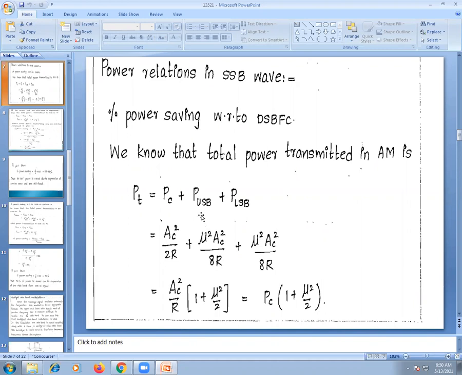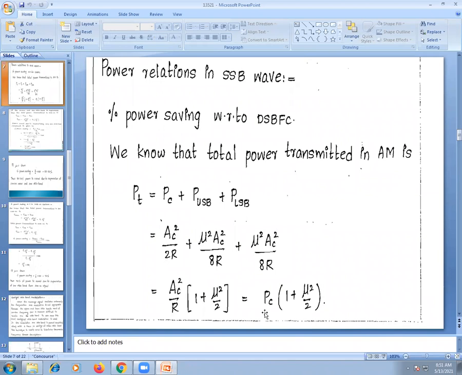See that the upper sideband power and lower sideband power are both the same. So if you suppress the carrier and another sideband, the remaining is M square AC square by 8R. Now in the DSB-FC signal, AC square by 2R is common, giving 1 plus M square by 2. The total is PC into 1 plus M square by 2, where PC is AC square by 2R.